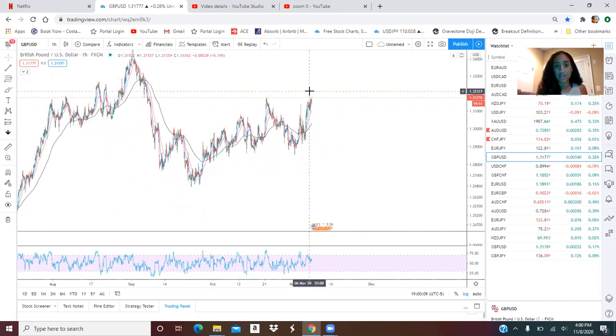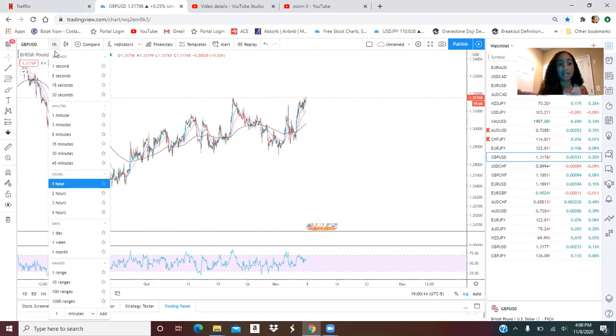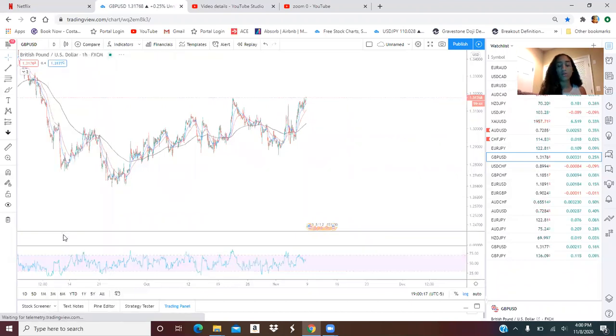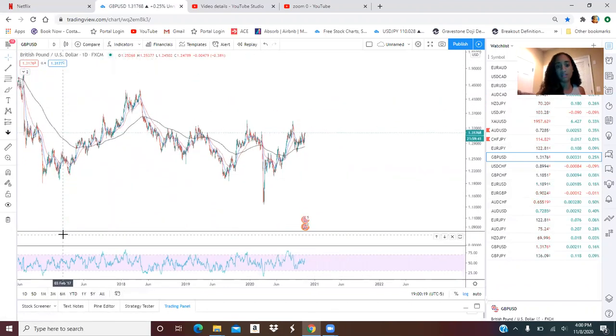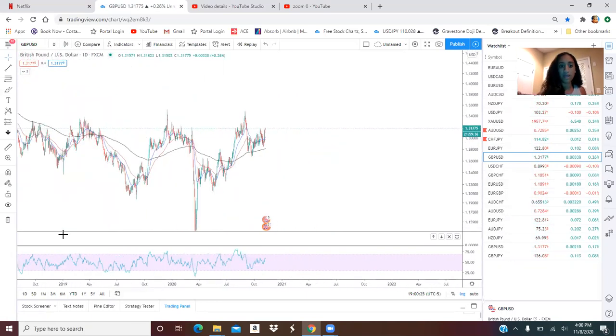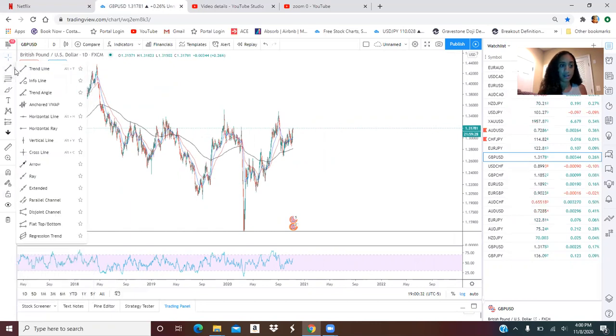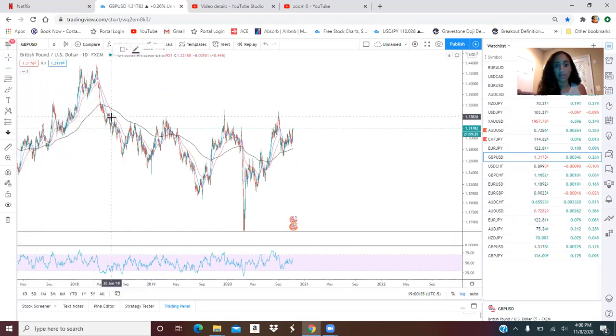GBP/USD. So, I always start off on the day chart. Now, I'm going to go to the day chart to see if anything is appealing to me. And to be honest, what do we have? I'm interested in this right here. This is an interesting level. Would you not agree? Do you agree or not?